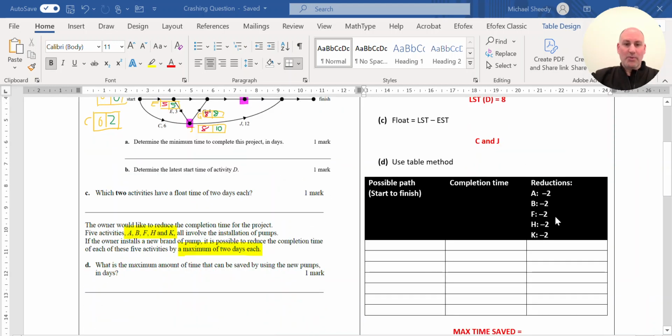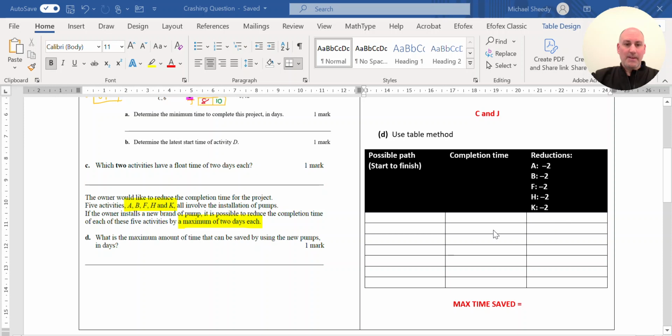So moving on with this question, we have the owner would like to reduce the completion time for the project. 5 activities A, B, H, F and K all involve installation of pumps. If the owner installs a new brand of pump, it is possible to reduce the completion time of these 5 activities by a maximum of 2 days each. The question in concern is, what is the maximum amount of time that can be saved by using the new pumps in days?